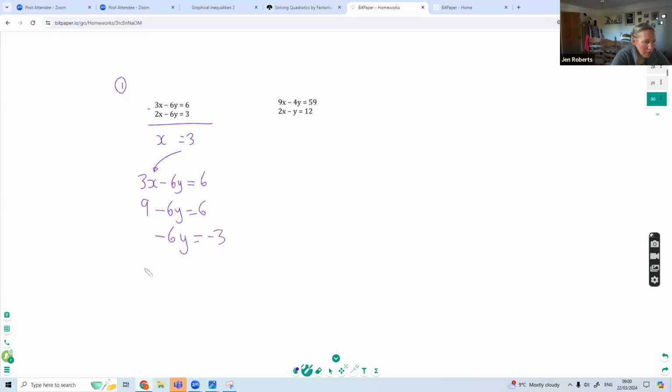Now, just be careful here, right? Hopefully, you divided both sides by minus 6. Minus 6 divided by minus 6 is 1y. What about minus 3 divided by minus 6? 0.5. So x is 3 and y is 0.5.